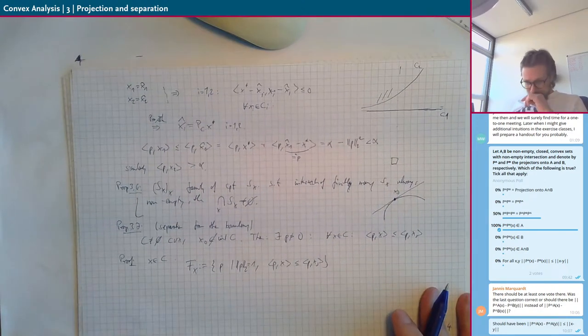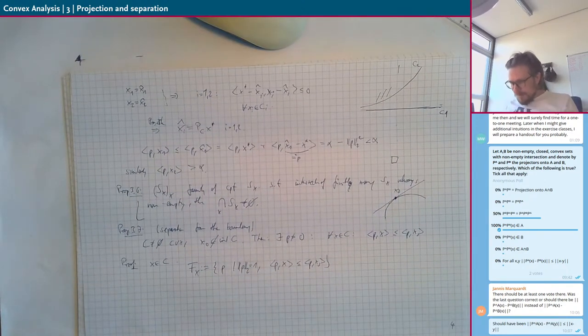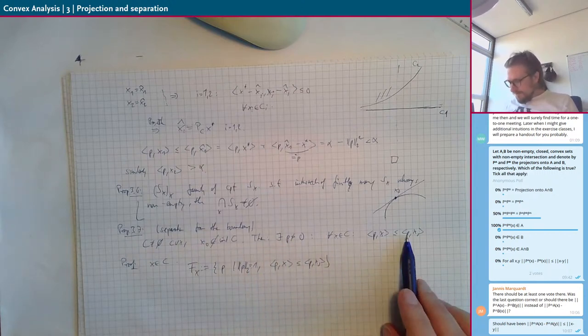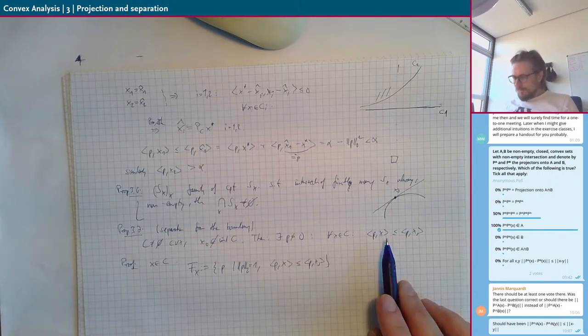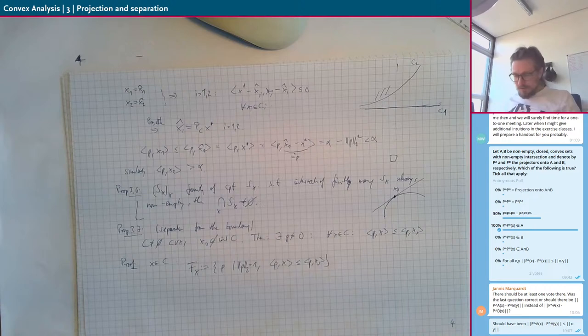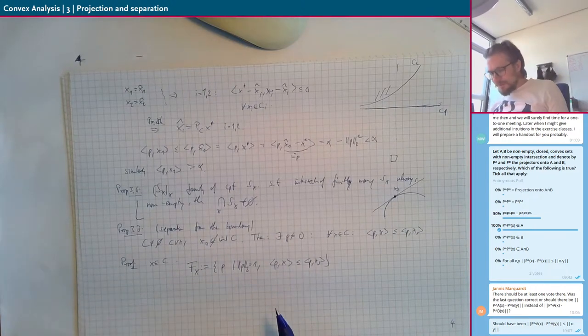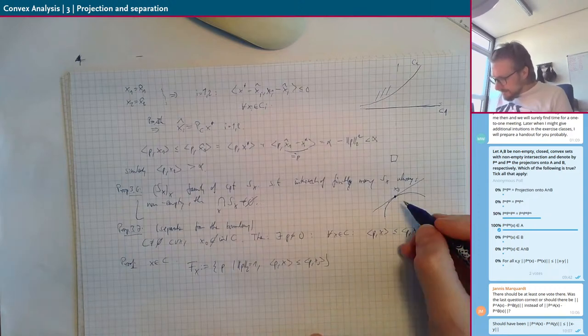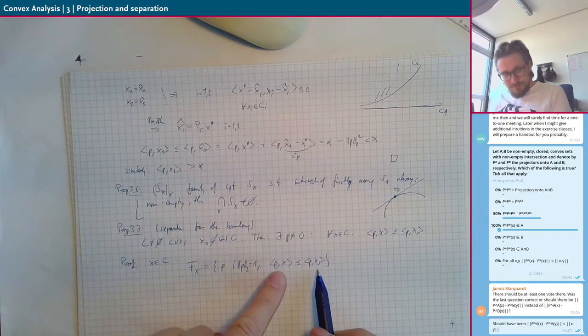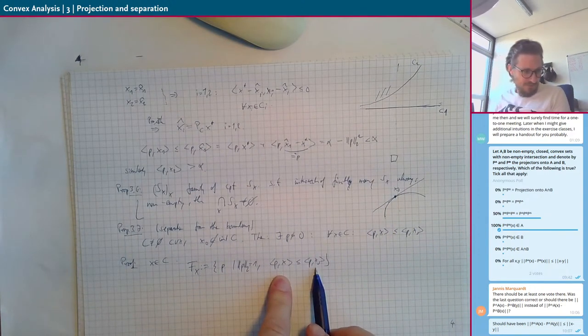Just do it like this. Actually the norm of p doesn't make any difference here. If it holds for some p, it also holds for all positive multiples of p. So then we can very well normalize them to one. If we fix one x in here, we consider all the p which give a separating hyperplane somehow between the two.